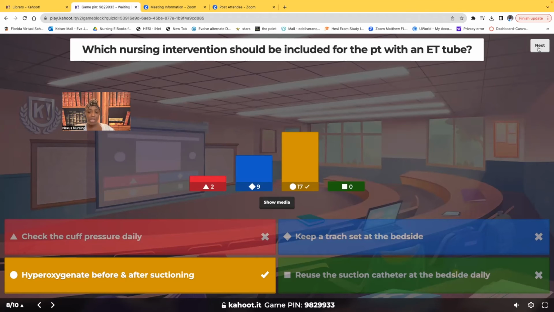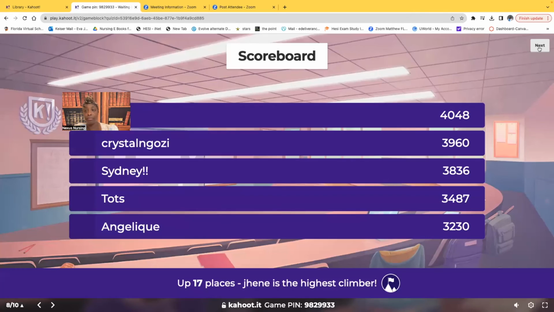And where it says reusing the suction catheter at the bedside, no, you're going to use a, what's the word I'm looking for? Sterile. You're going to use a sterile catheter, or you can use the catheter that has that plastic sleeve so it can be changed. But definitely, no matter what, you better hyperoxygenate that patient both before and after suctioning. You guys are doing a good job.